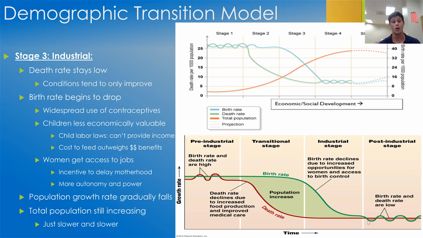So in contrast to the pre-industrial stage, which had very high death rates, high birth rates, and a very low population, in the post-industrial stage, we now have very low death rates, low birth rates, and a very high population. So now we have reached a very high and stable population.